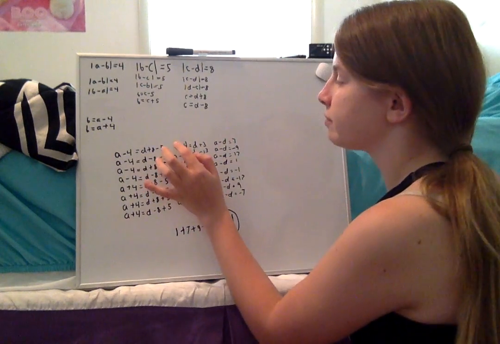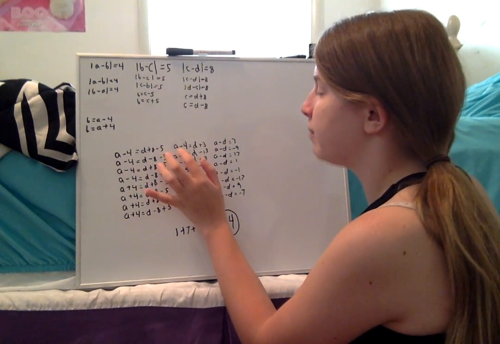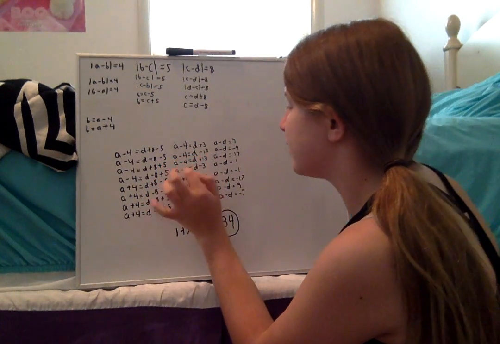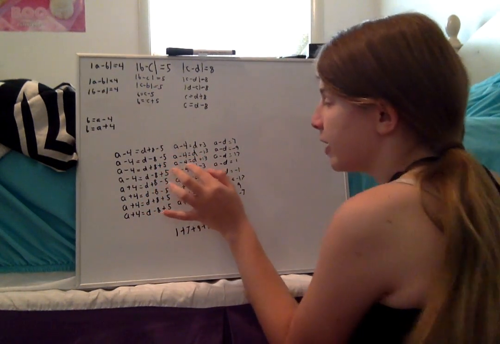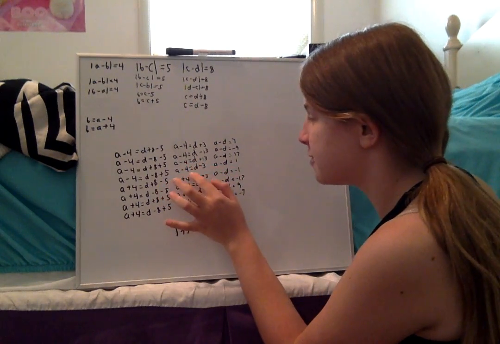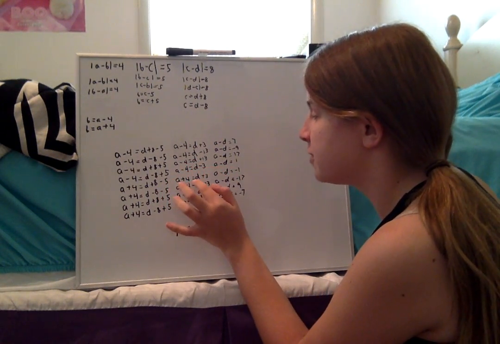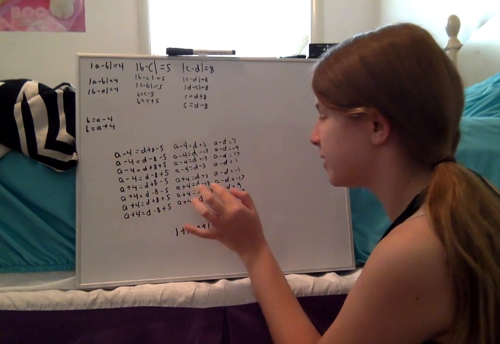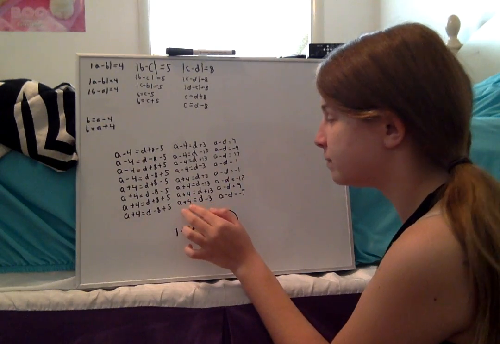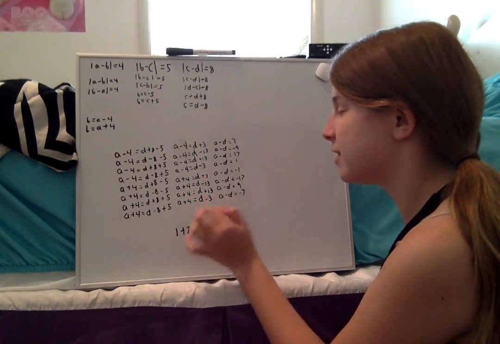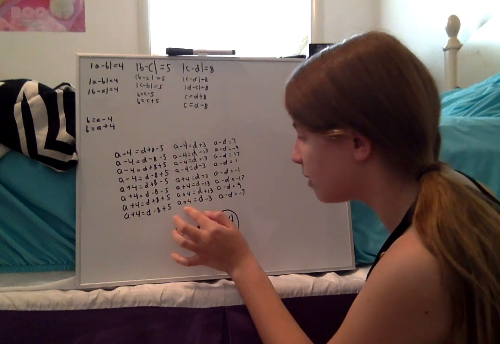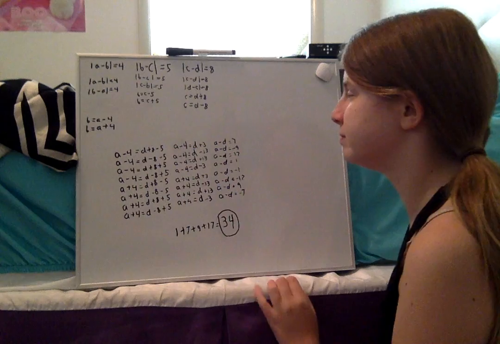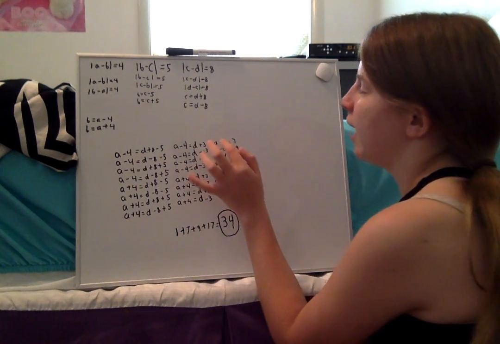And then I just simplified each of them, so A minus 4 equals D plus 3, A minus 4 equals D minus 13, A minus 4 equals D plus 13, A minus 4 equals D minus 3, A plus 4 equals D plus 3, A plus 4 equals D minus 13, A plus 4 equals D plus 13, A plus 4 equals D minus 3. And then I did some basic algebra to solve what A minus D equaled for all these equations.